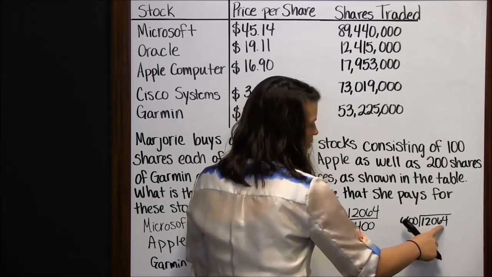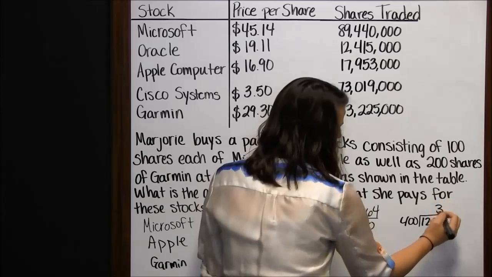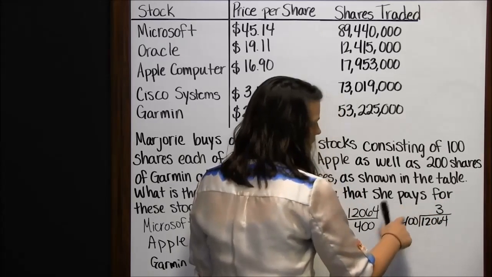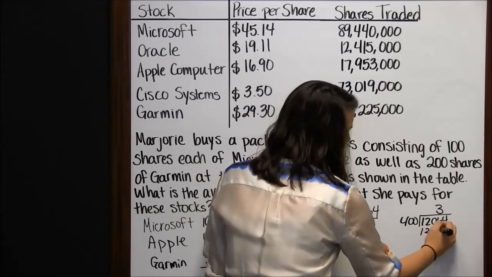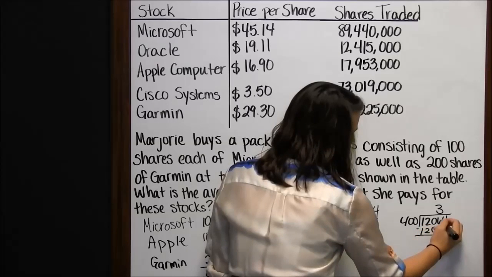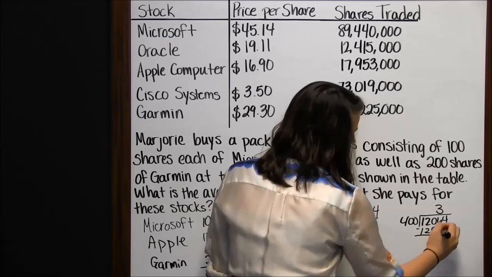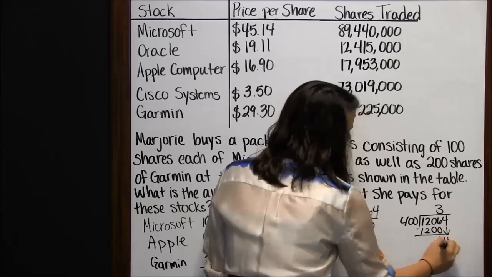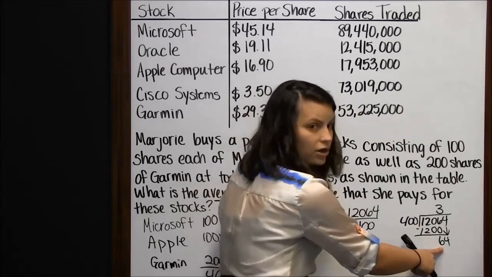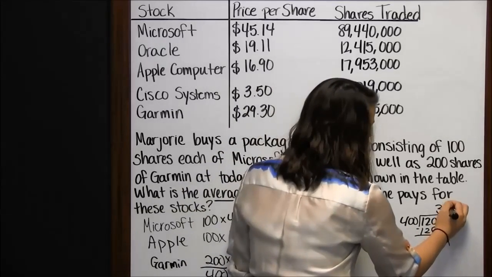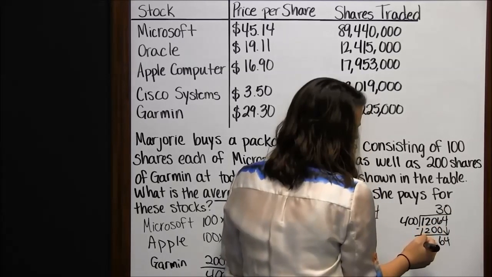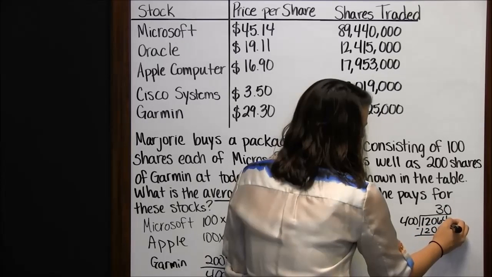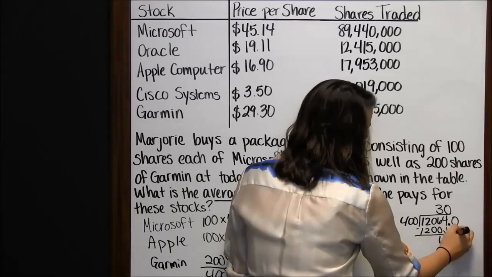400 goes into 1206 3 times. 400 times 3 is 1200. Subtract and you get 6. Bring down the 4. 400 does not go into 64 at all, so that's a 0, which means we add a decimal and a 0 and bring it down.